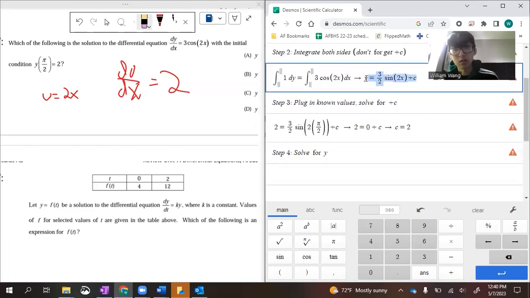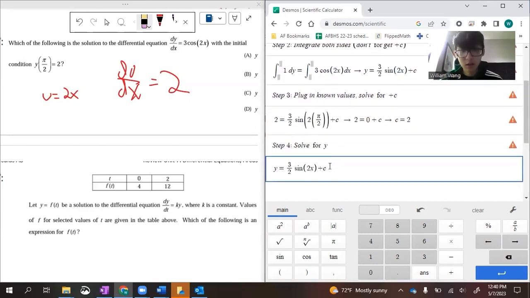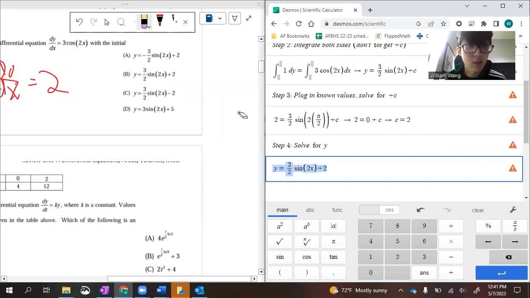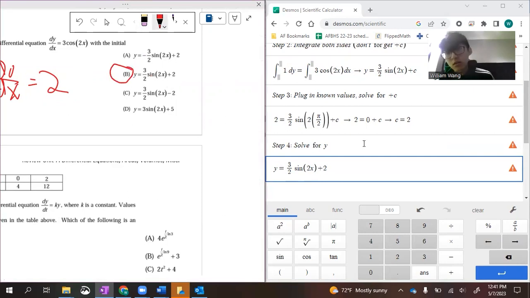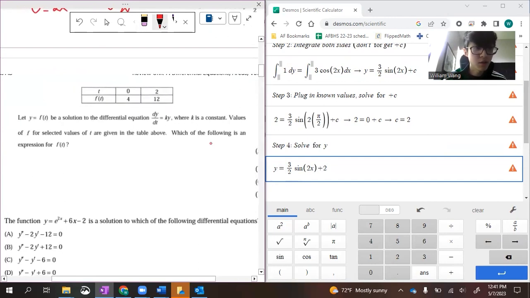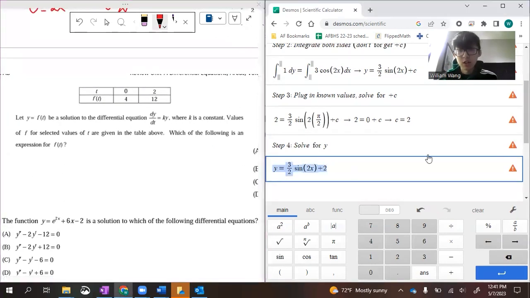All right, so I take my equation, I said c is equal to 2, and I solve for y. Luckily, this is already solved for me. So let's just look at my answer choices. Which one does this match with? It looks like it matches with answer choice B. Cool. That one was a nice and straightforward one. Let's continue onwards. Next question.